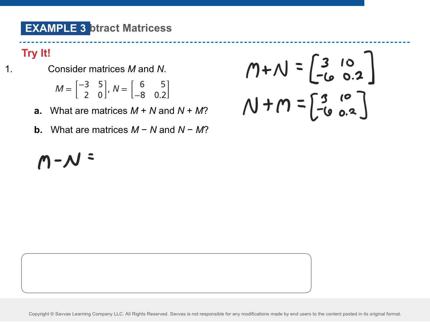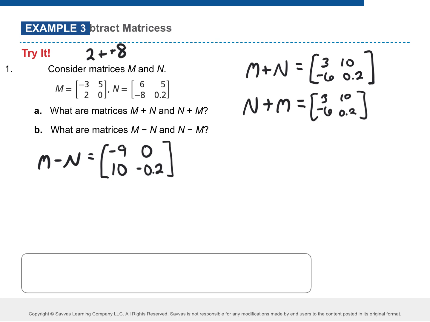All right. Now let's try part B with subtraction. Subtraction's a little more tedious. We've got to be careful. M minus N. So I'm just going to start with negative 3 minus 6. Negative 9. 5 minus 5, 0. 2 minus a negative 8. You've got to be a little careful. It is a positive 10. Because 2 minus a negative 8, what happens to those? It turns to addition. That's how we get 10. Good. And then 0 minus 0.2. Negative 0.2. Yep.